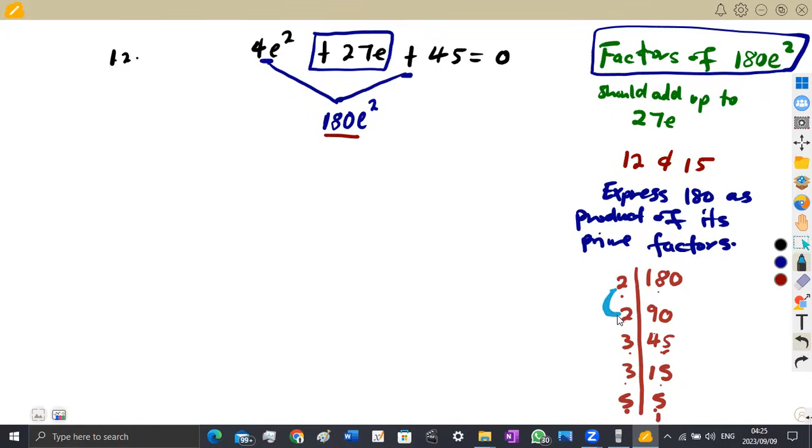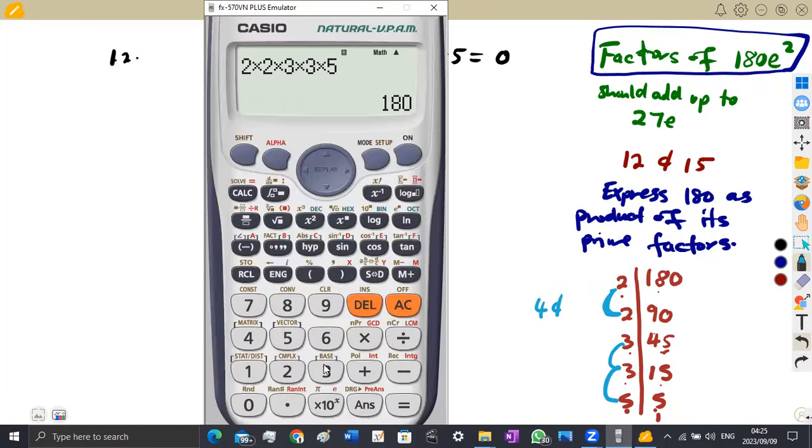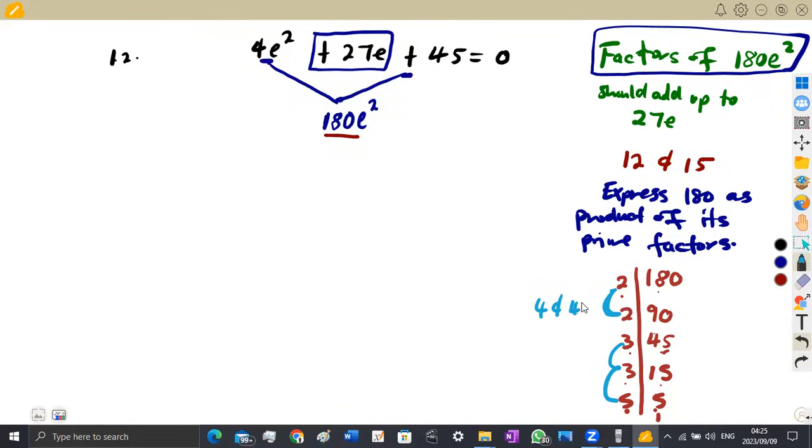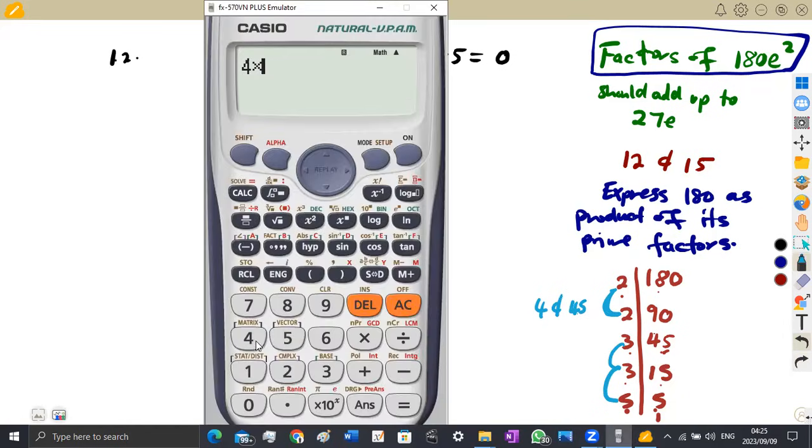If you multiply these two numbers here, you get 4. And you remain with these three numbers. You multiply them together, 3 times 5 like this, we get 45. Meaning to say 4 and 45, they give us 180. These are factors of 180: 4 times 45, which is 180.